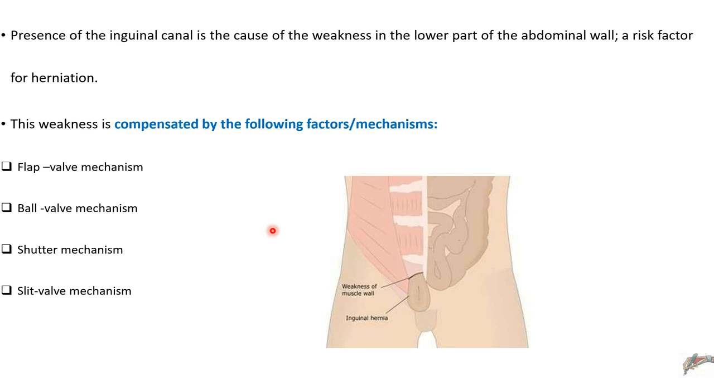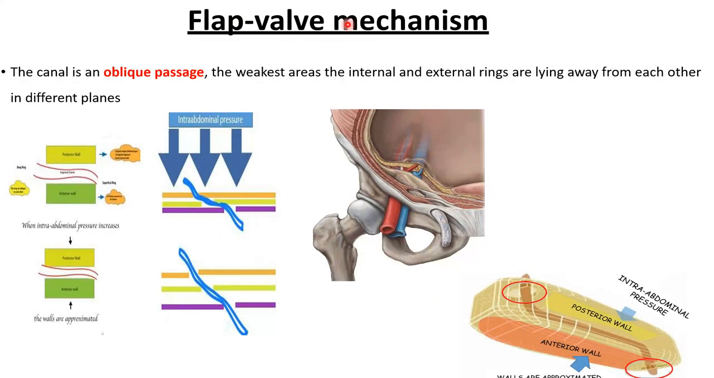Yes, herniations can occur when someone is exposed to intense intra-abdominal pressure. Herniations can occur, but to some extent, these herniations can be prevented by the following mechanisms or factors. Okay, let's talk about them one by one. We have what we call the flap valve mechanism. This can be explained by these pictures. Remember, our canal is not a straight passageway. Okay, it's an oblique passageway, as you can see here.